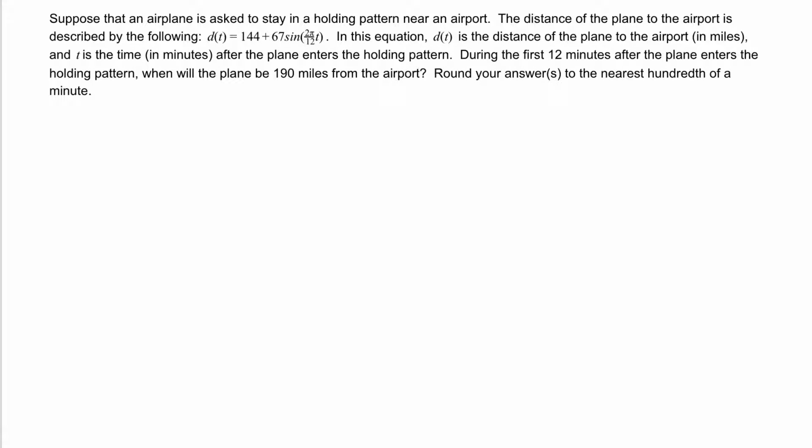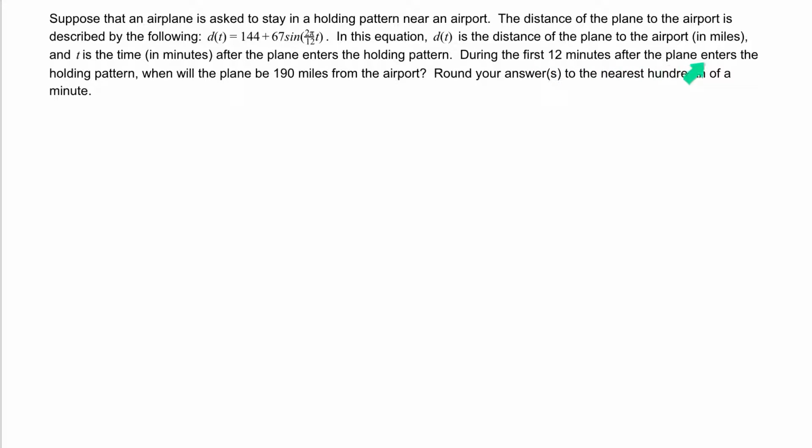Example 2 says, suppose that an airplane is asked to stay in a holding pattern near an airport. The distance of the plane to the airport is described by the following function. D of t is equal to 144 plus 67 times the sine of 2 pi over 12 times t. In this equation, d of t is the distance of the plane to the airport in miles, and t is the time in minutes after the plane enters the holding pattern.